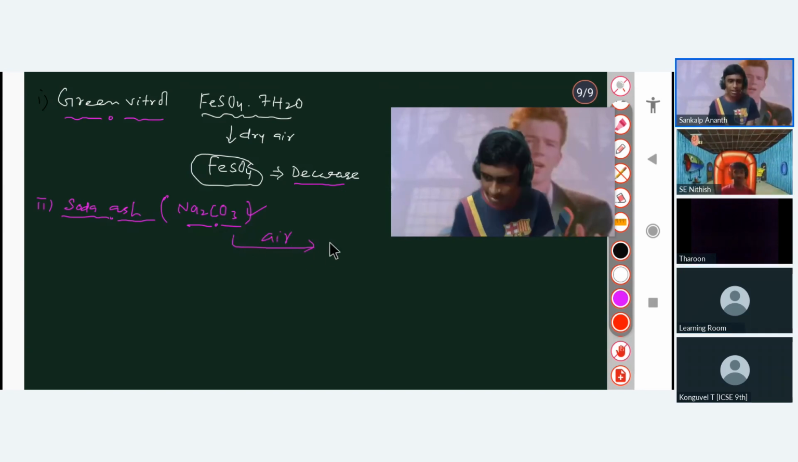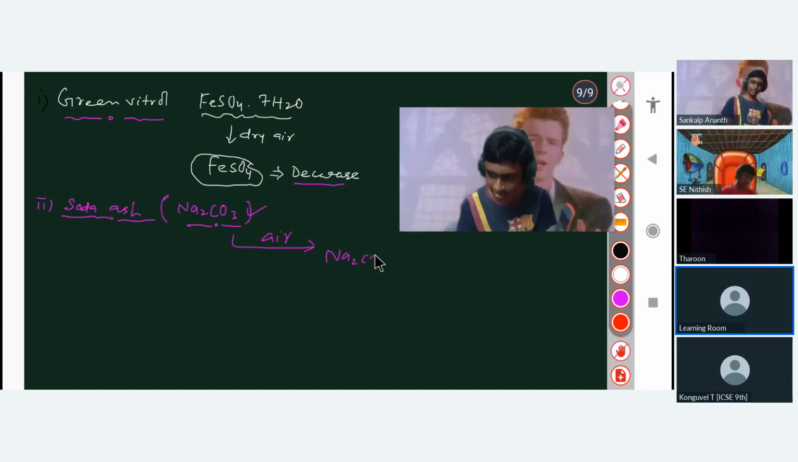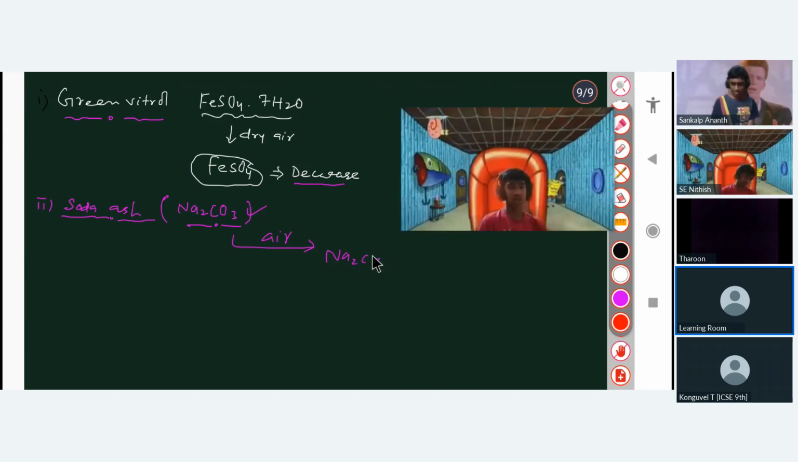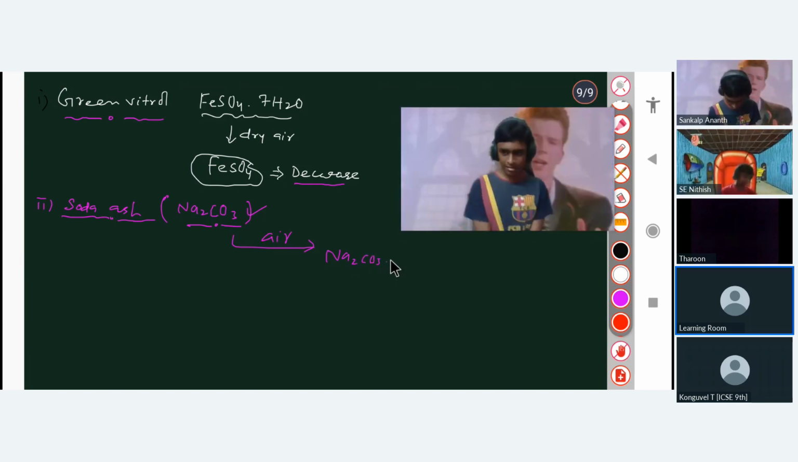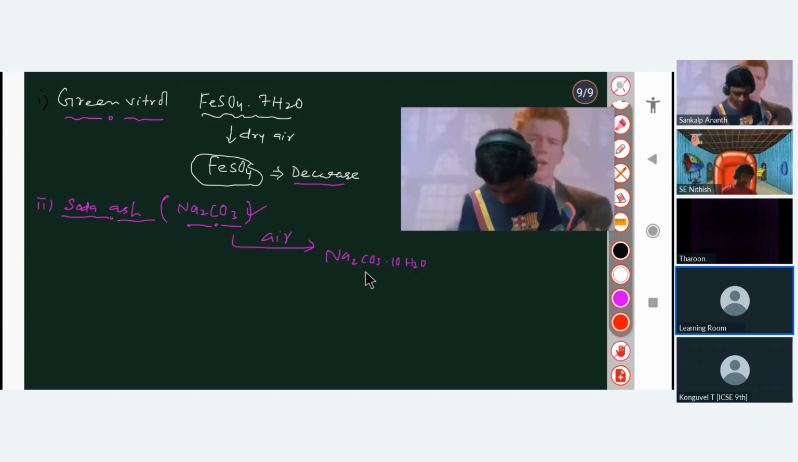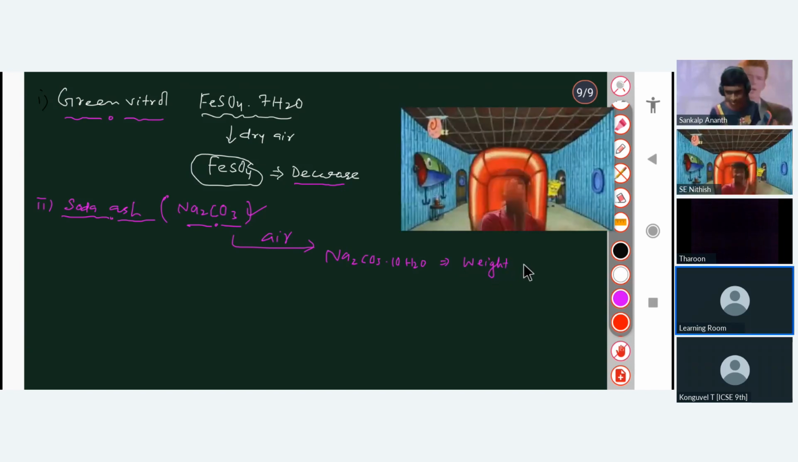Sir, it will absorb and gain weight. Exactly, it will just absorb moisture. It will become Na2CO3 with 10 times water. It will absorb moisture, so that means its weight will increase.